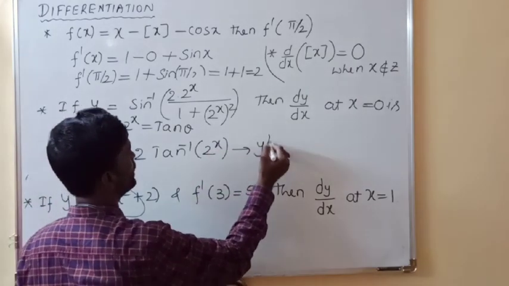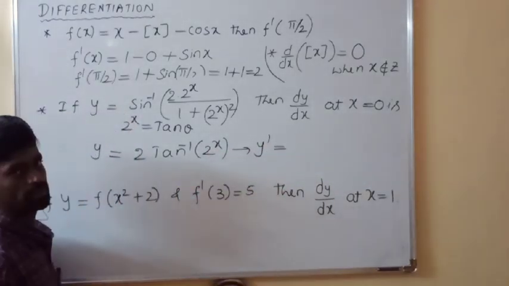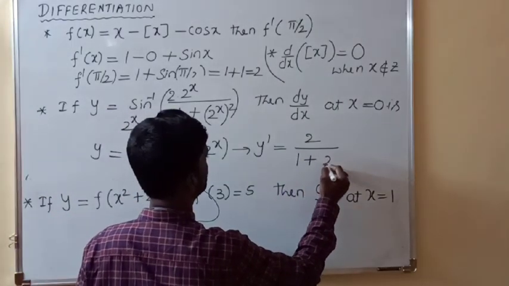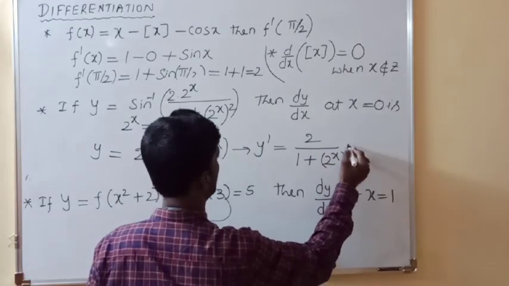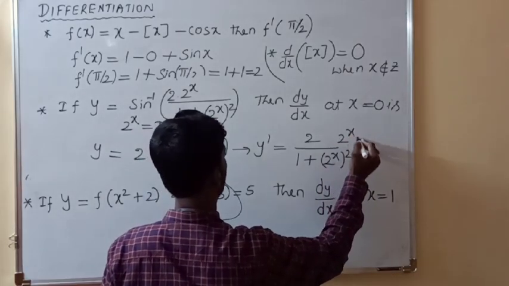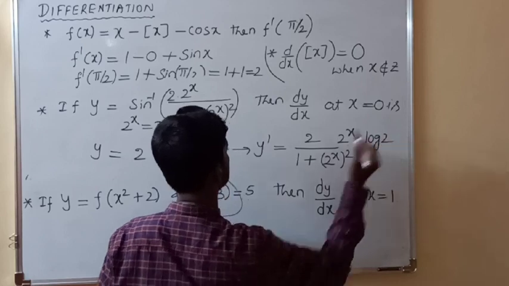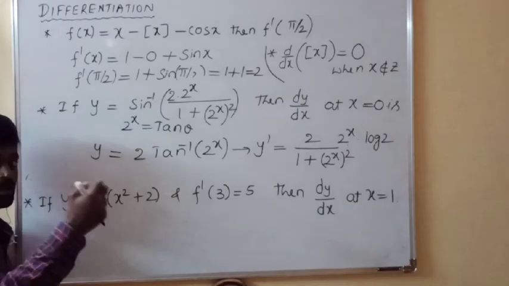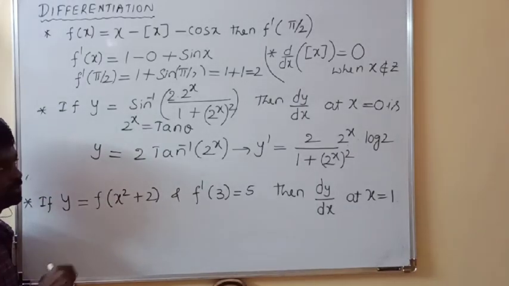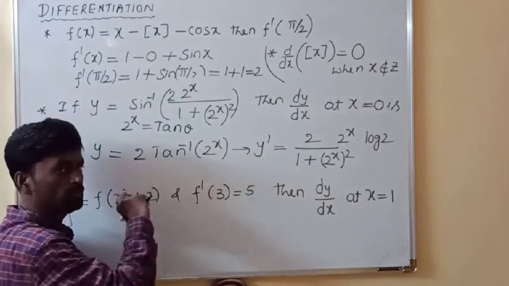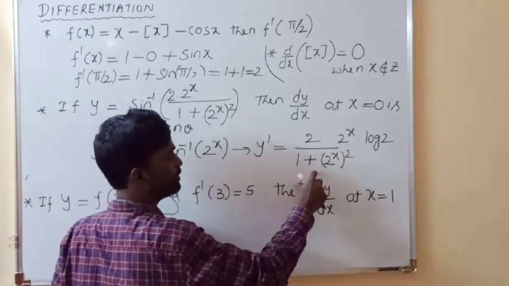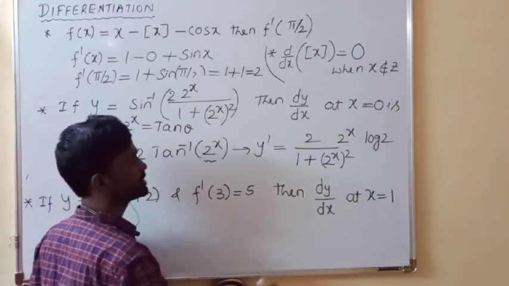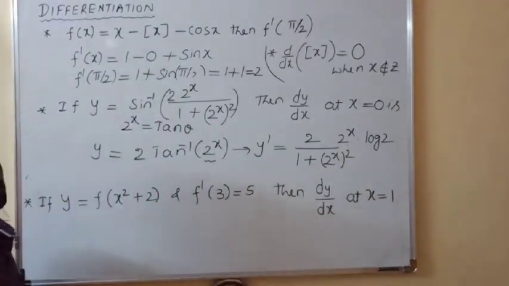So find the derivative, what do you get? Y dash is equal to, differentiate, tan inverse 2 power x derivative. 1 by 1 plus 2 power x whole square into the derivative of 2 power x, which is 2 power x into log 2. This 2 here: the tan inverse derivative is 1 upon 1 plus x square, correct? So 2 into 1, numerator 2, divided by 1 plus x square means 2 power x whole square. But here instead of x we have 2 power x. Again, the derivative of 2 power x is 2 power x into log 2.